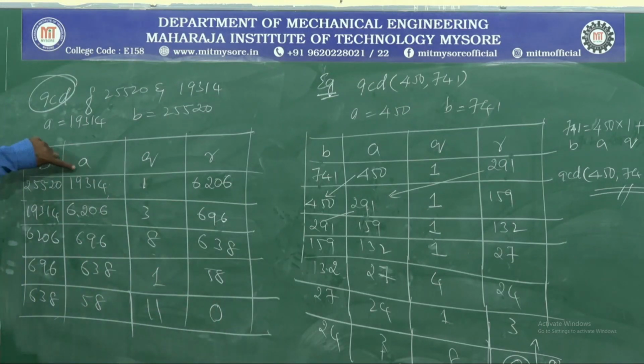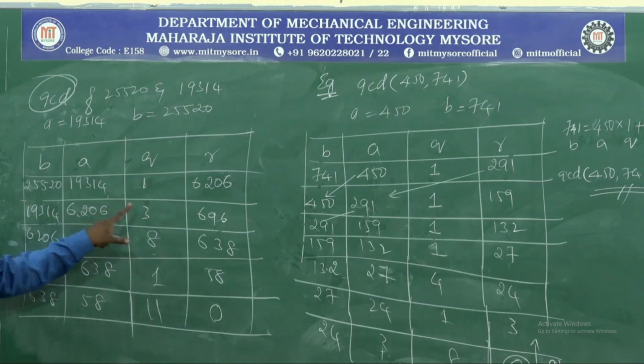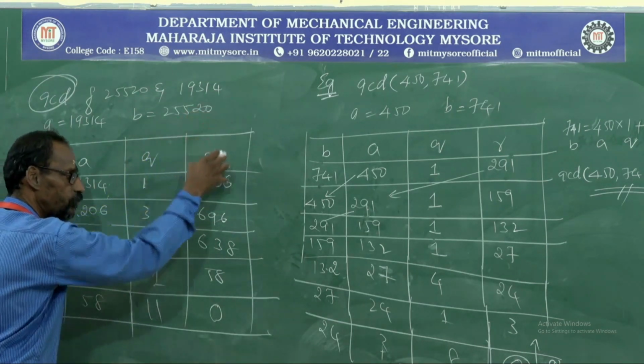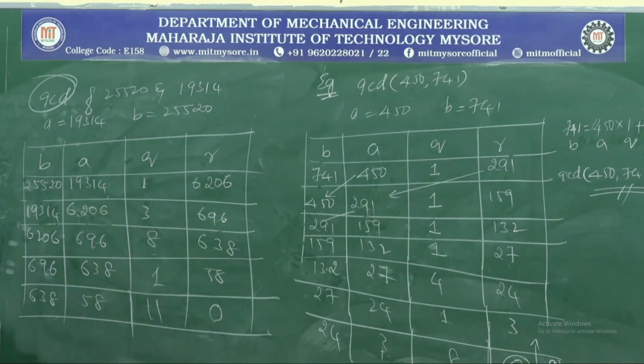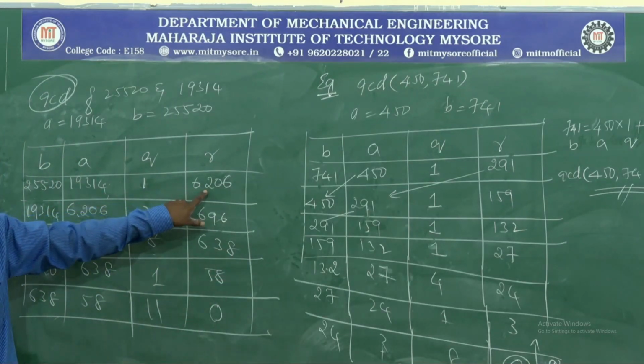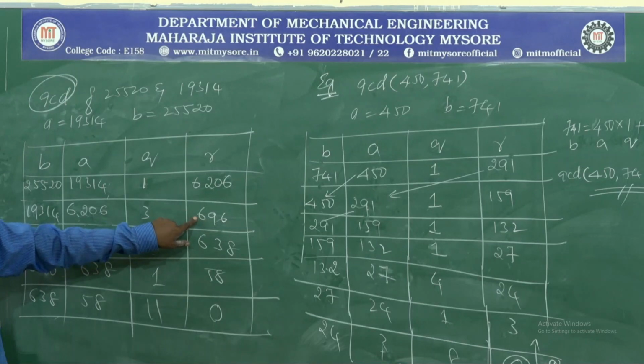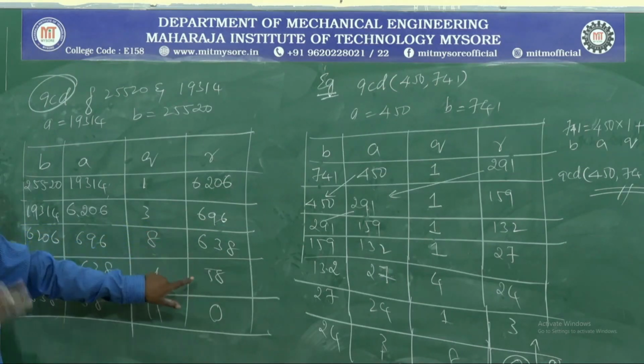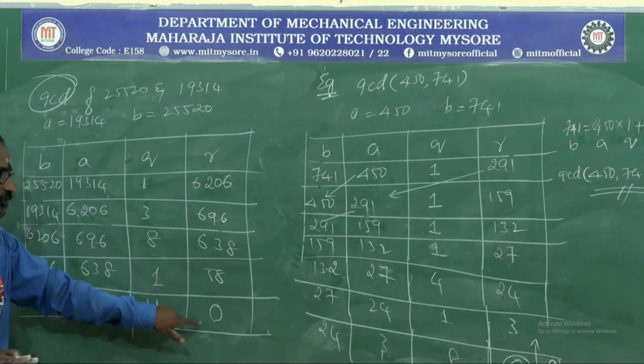Given a number B, given a number AQ plus R, I got the bigger number. Now move A in place of B and R in place of A. Now this number equals this into this plus this number, and you are concentrating over R. Now I didn't get 0 here. Go to the next level. I didn't get 0. Go to the next level. I got 0.